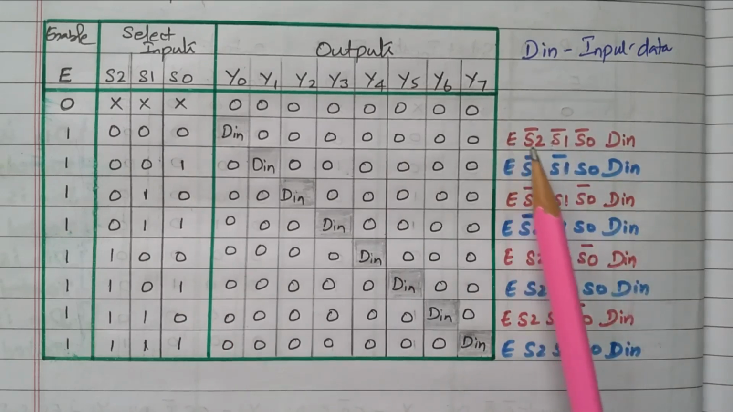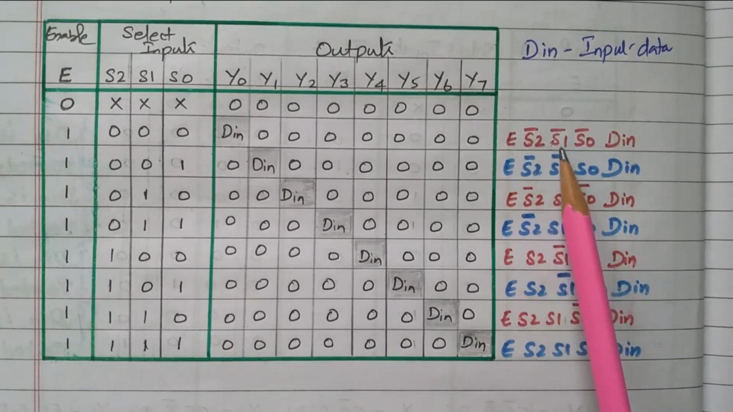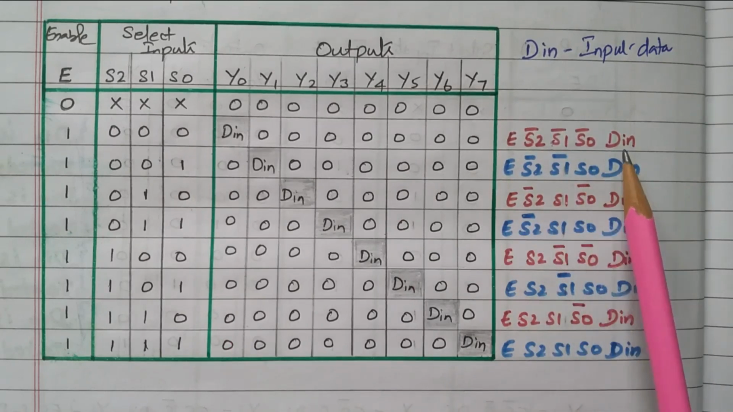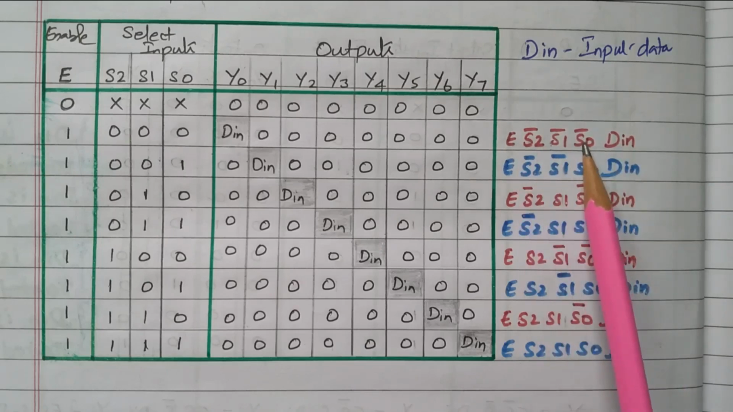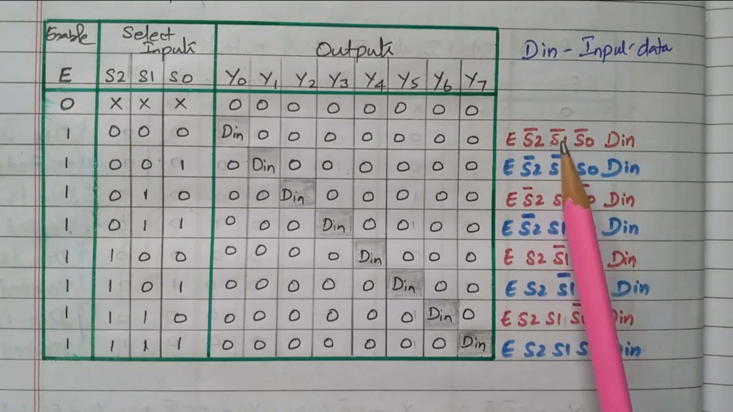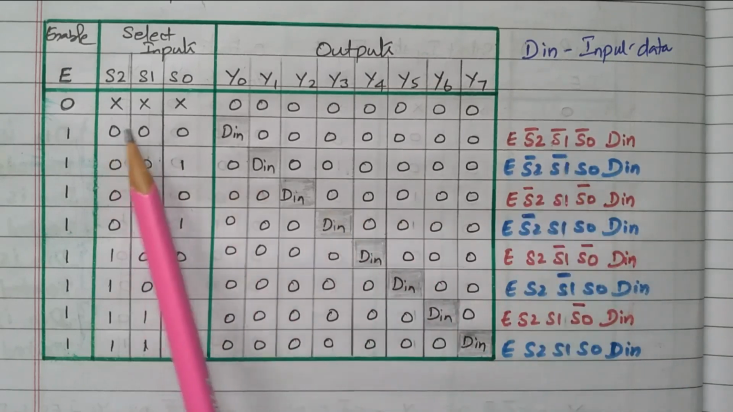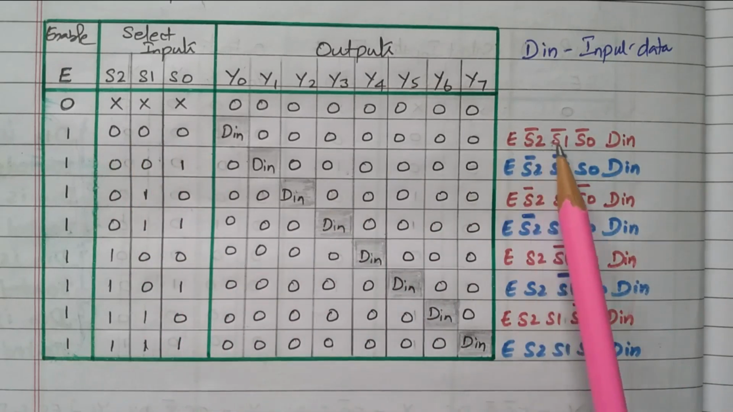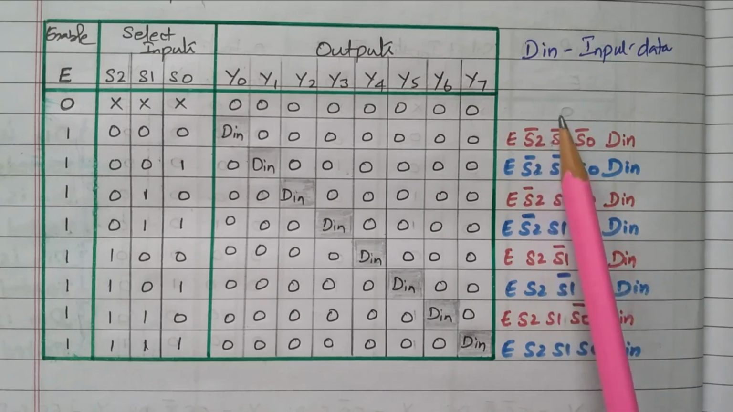So enable is 1, then S2 is 1, S0 also 1, S1 is also 1, which means the data will be available in the first position, right. All the inputs are 1 because it is connected to the AND gate, right. So for 0, 0, 0 automatically we are connected with the complement, so that it becomes 1.